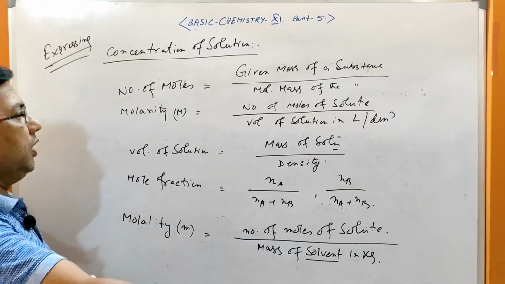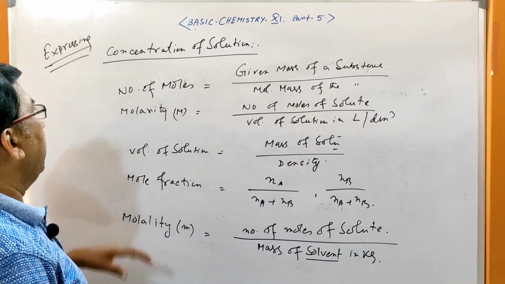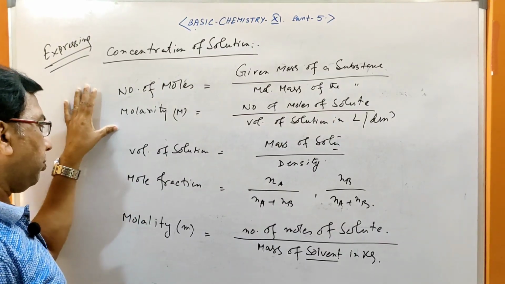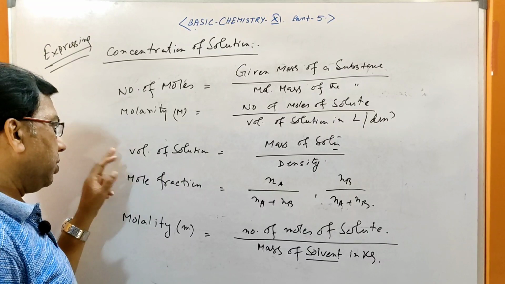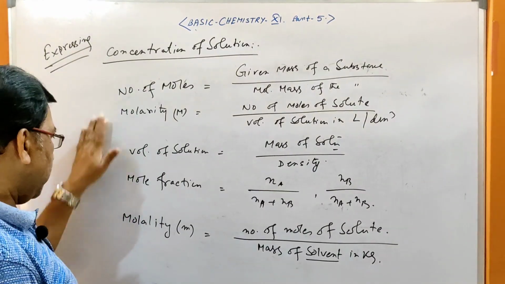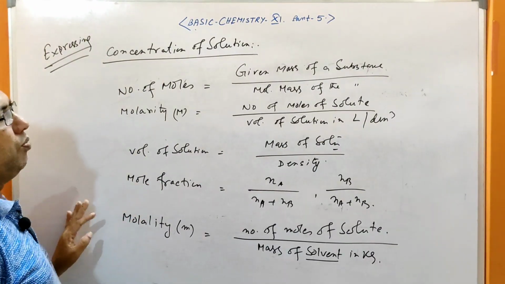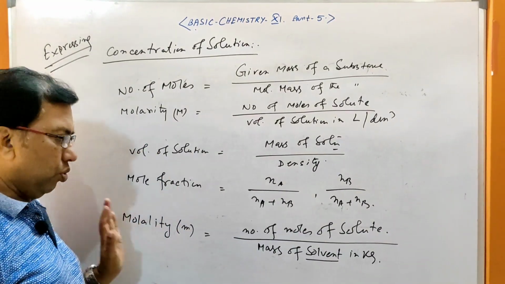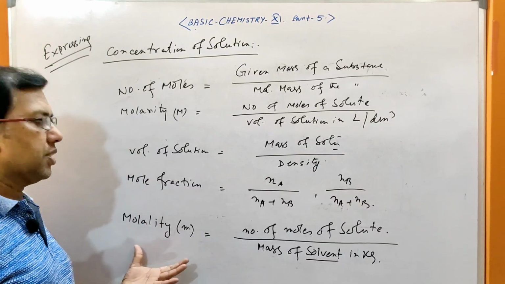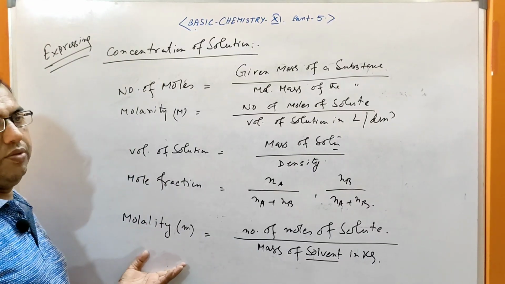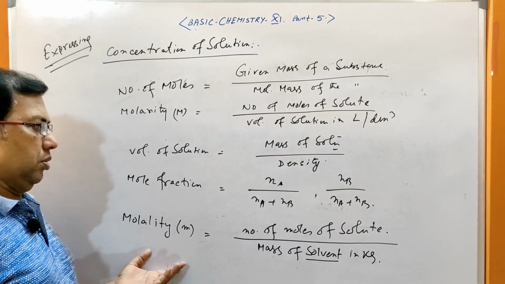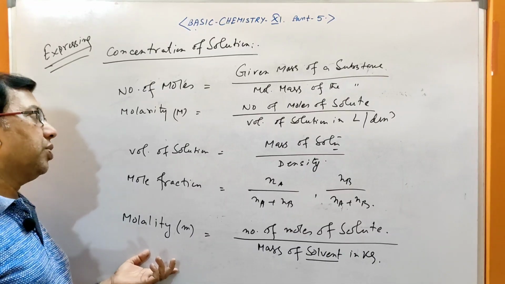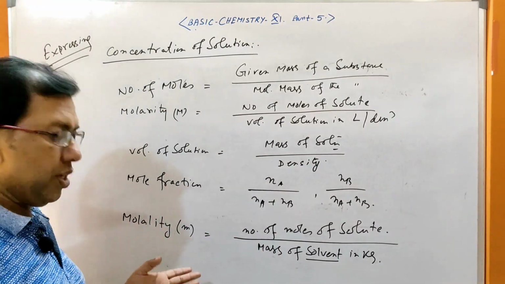So let's check what the total formulas are here: number of moles, molarity, volume of solutions, mole fractions. From these formulas, you can proceed with any sums. I'll discuss the sums next day, and also the last part of the chapter, most probably the laws of chemical combinations. Then one extra class will be given for total numerical discussion. So, good night.